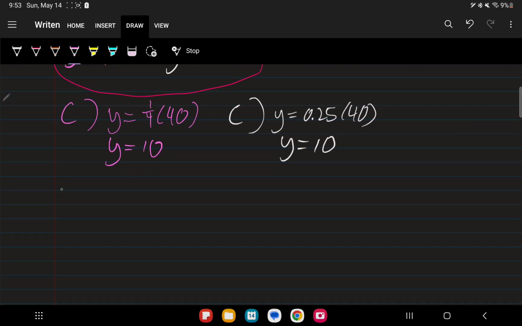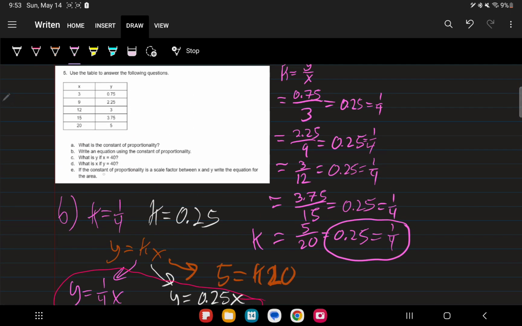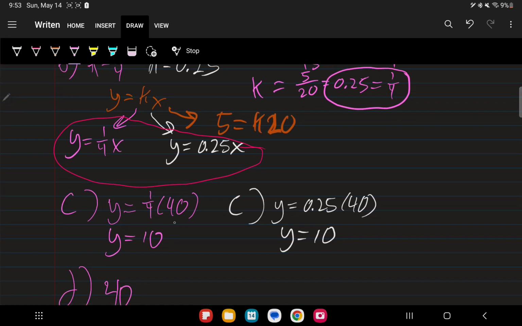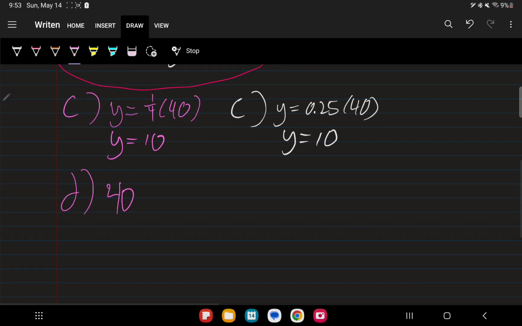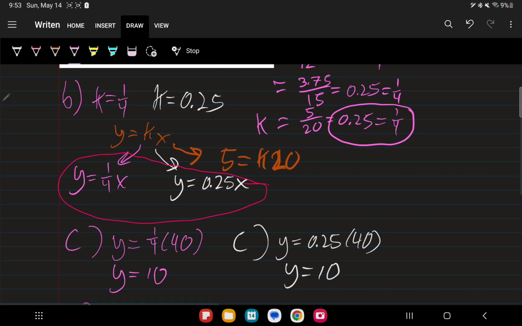And let's do D. Same way. Y is equal to 1/4 x. But of course, I did that wrong because y is now 40. So remember, you're plugging into whichever variable you've been given. In the first case, I plugged into x. That's why I have 40 where the x used to be. Now the 40 is going to be where the y used to be, right?